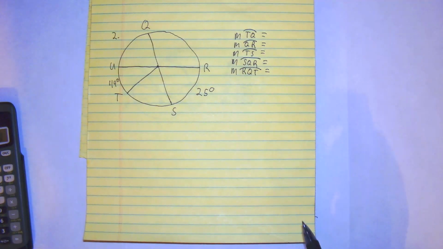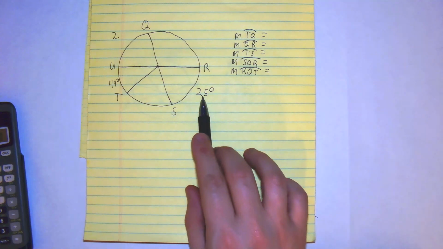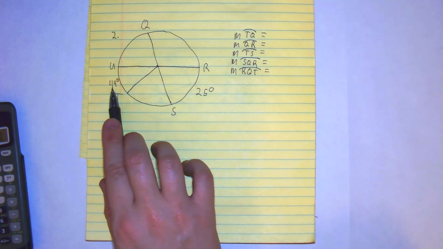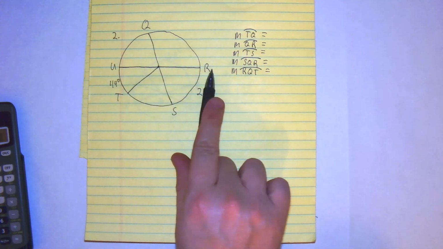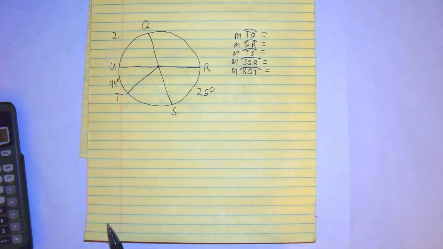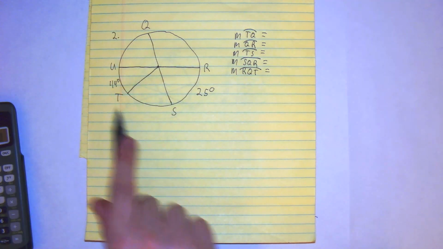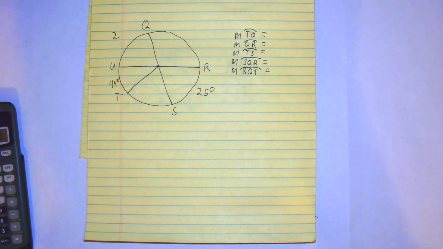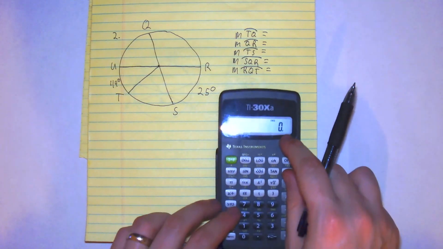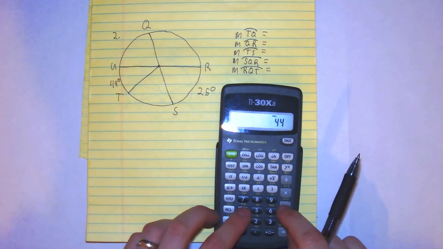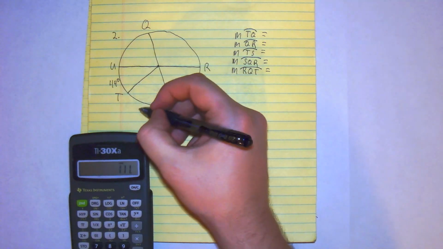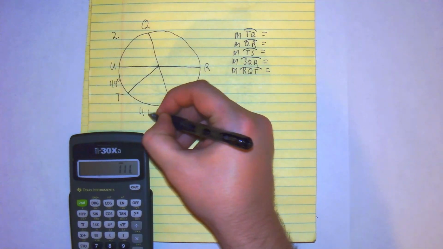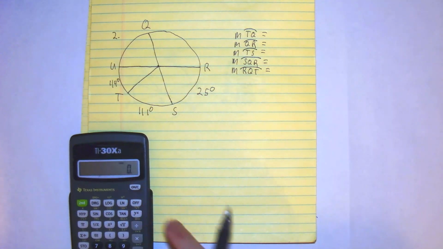If we look at number 2, all we're given is the arc is 25 degrees, this is 44 degrees, so let's try to figure out what everything is. First thing that we're given is that we have this diameter. With the diameter, it always equals 180. So to find this missing arc right here, you could just do 180 minus 44 minus 25. And you get right here, this would be 111 degrees.